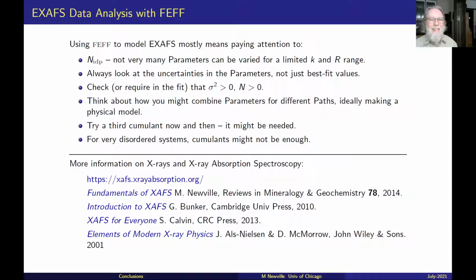Try the third cumulant now and again. It might be needed. It's easy to add. You just add the third cumulant and see if it gives a value that's significantly different than 0 outside of the error bars, and if it improves the fit, improves reduced chi-square. So if adding a third cumulant makes reduced chi-square go down, then you needed it, and that's important. It will be highly correlated with R and E0. It's a phase term, and so it might alter a little bit the distance that you get out. And for very disordered systems, cumulants might not be enough, and you might need to use one of these histogramming or other techniques for modeling G of R.